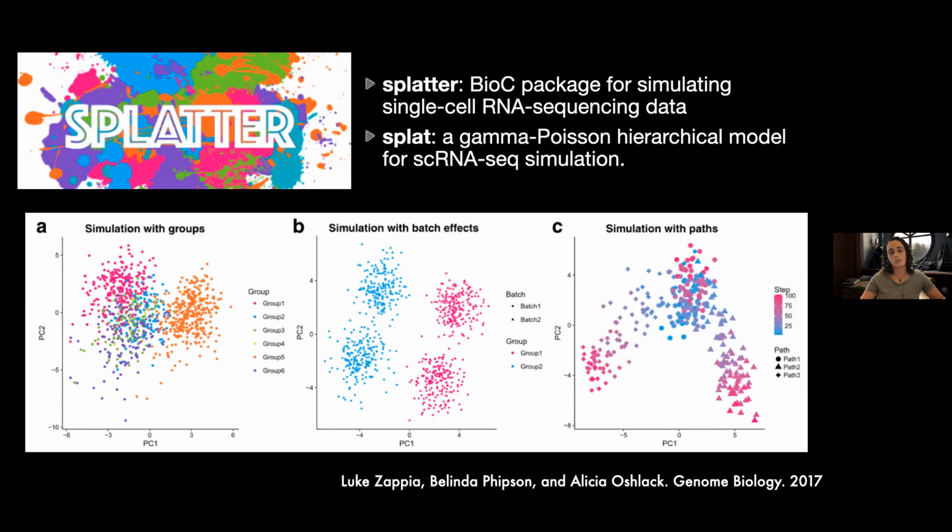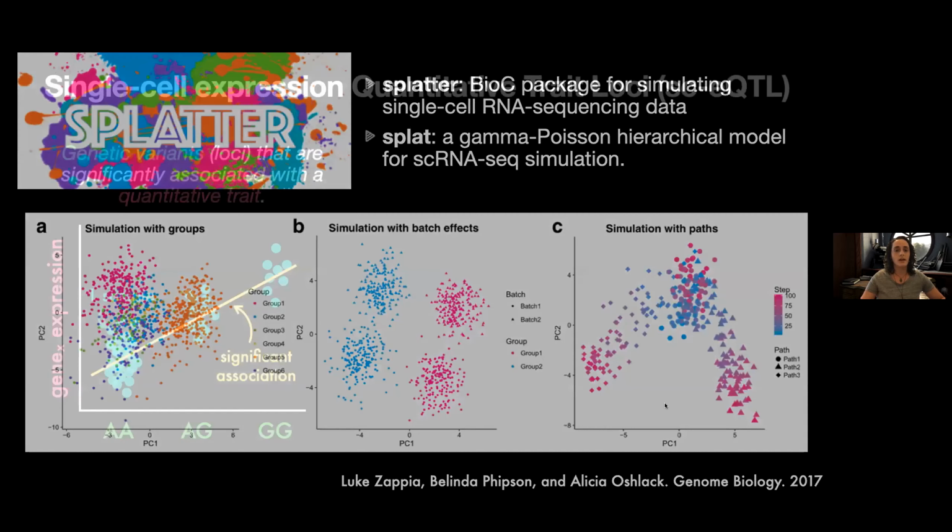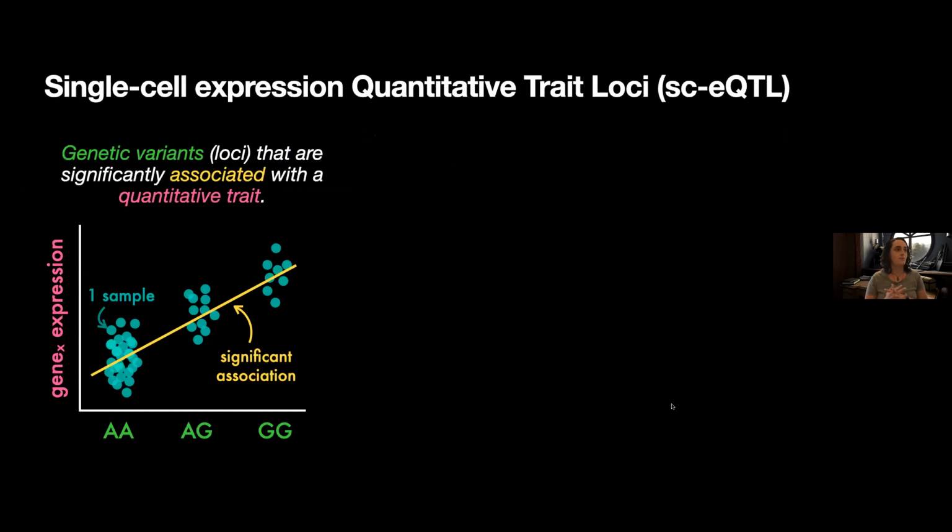But one of the issues is that as single cell sequencing becomes cheaper and higher throughput, more groups are generating single cell sequencing data for whole populations because they want to be able to perform population genomic studies like eQTL mapping at the single cell level. So just really briefly, a quick recap of QTL mapping.